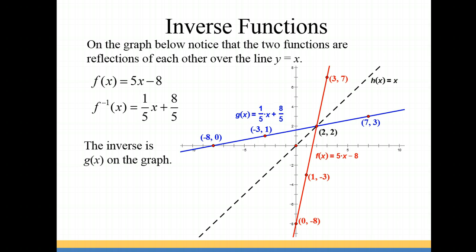(2, 2) is the point at which they intersect, which is on the line y equals x. You have other points at (0, -8) for the f of x function, and the corresponding point on the inverse function is (-8, 0). Anytime that you have two functions that are inverses of each other, they should reflect each other over the line y equals x.